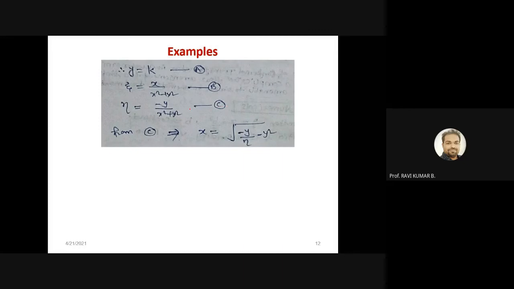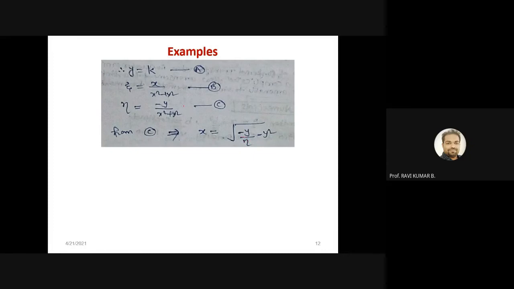So now we have to eliminate either x or y. We know y here, right? So better you do one thing. We will find x also from here, means from the eta equation, and substitute into the xi equation. So just focus on this equation. From here, I want to know the value of x. Just rearrange the terms, and you can get x from this equation as under root of minus y upon eta minus y square. This value you got from equation C, right? So now you know x in terms of eta.